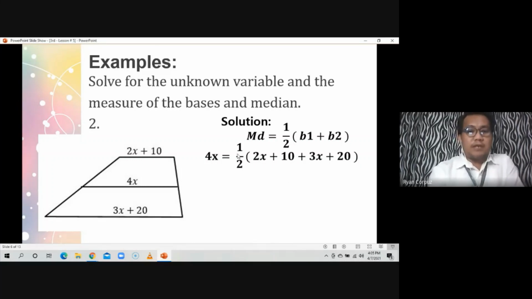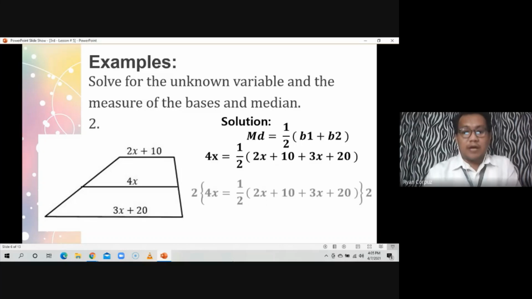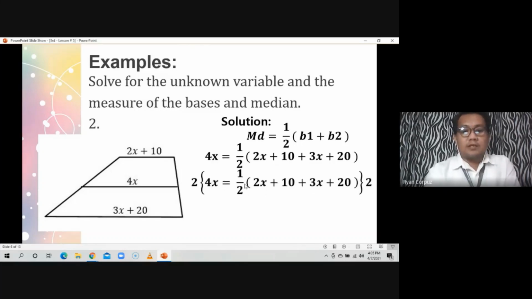Ito yung median is equal to 1 half. Half of the sum of the bases. 2x plus 10, yung base 1, plus 3x plus 20 as the base 2. Then, combine similar terms here. So, magkakaroon tayo ng 4x is equal to 1 half times the quantity 2x plus 10 plus 3x plus 20. So, what we did here is we remove right away the denominator of the fraction so that hindi na natin siya puproblemahin in the end. So, that's what we did next.